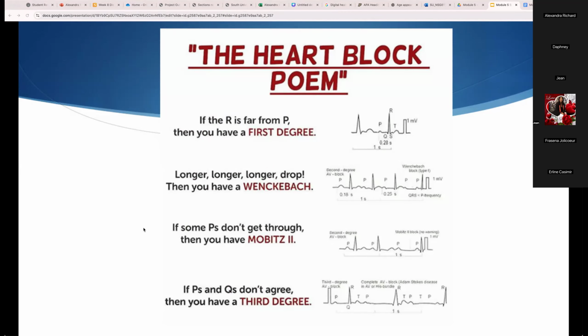So Mobitz 2, remember, they're always the same, just too long, and then the QRS drops out of nowhere. And then if the P's and Q's don't agree, you have third degree. That means if you have more P's than Q's, then this is third degree heart block.